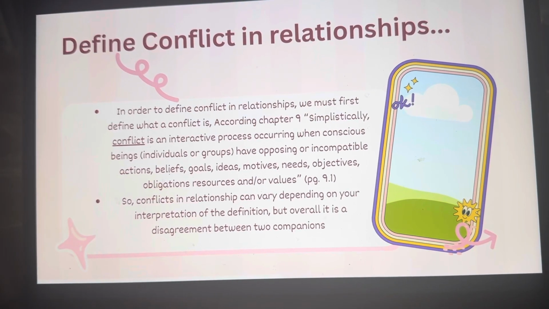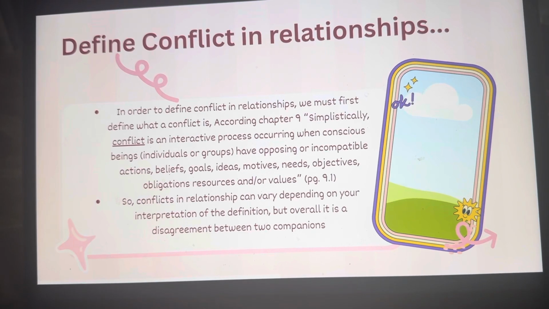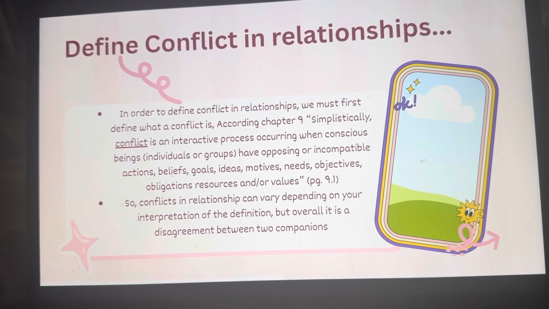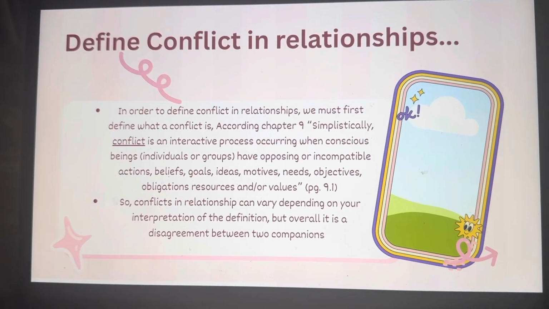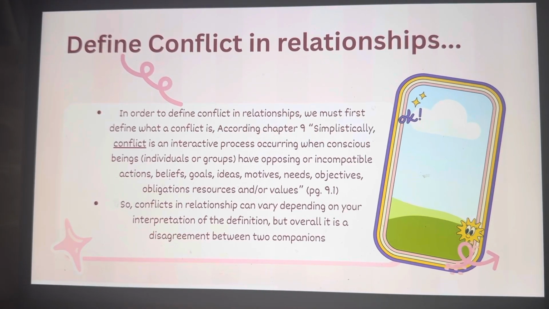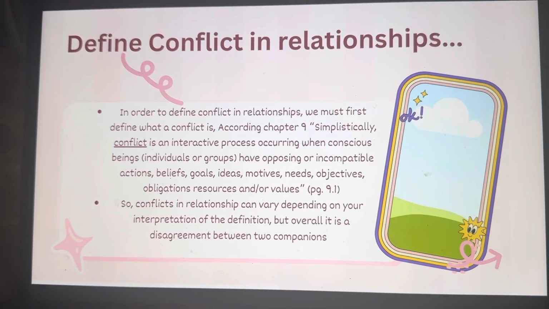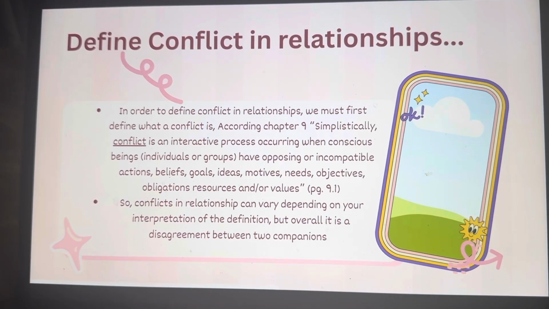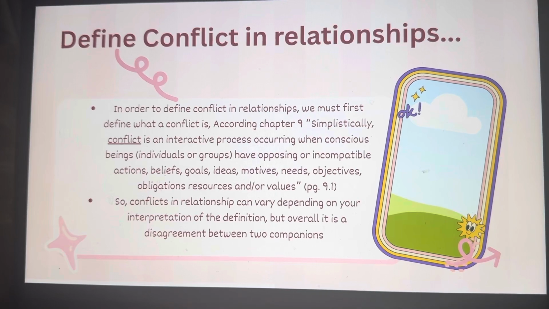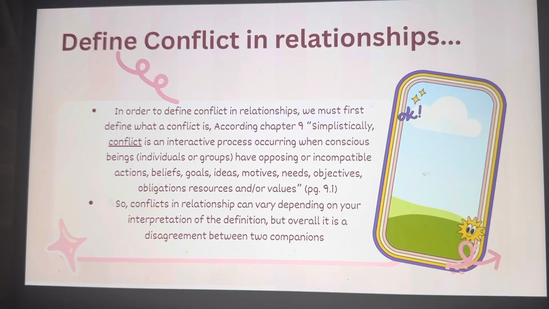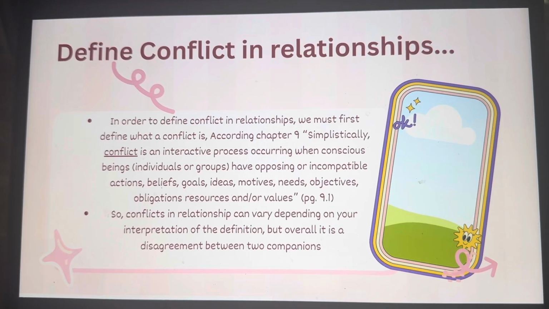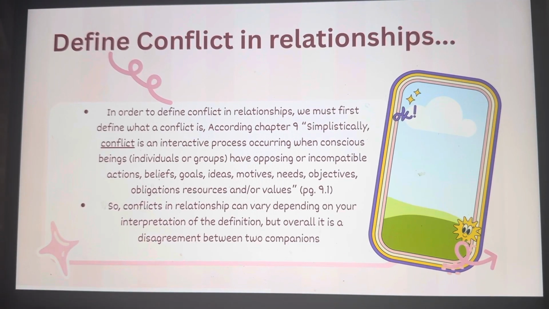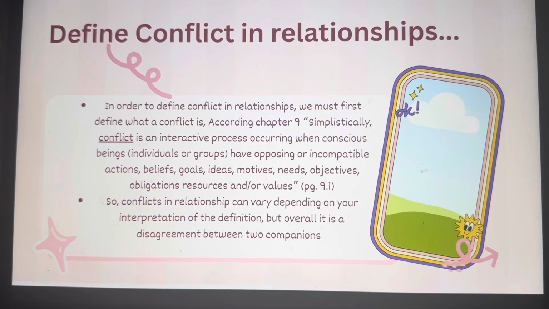So, conflicts in relationships can vary depending on your interpretation of the definition, but overall, it is a disagreement between two companions. I would also like to note that within Chapter 9, there are so many different definitions as to what a conflict is. We'll get into that later in the slides, but that's why I said that it all depends on your interpretation of the definition, because it can vary depending on each person.